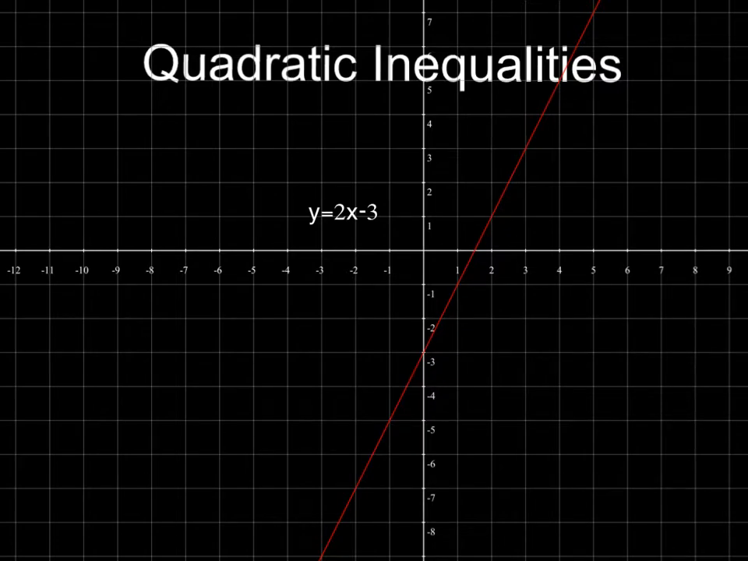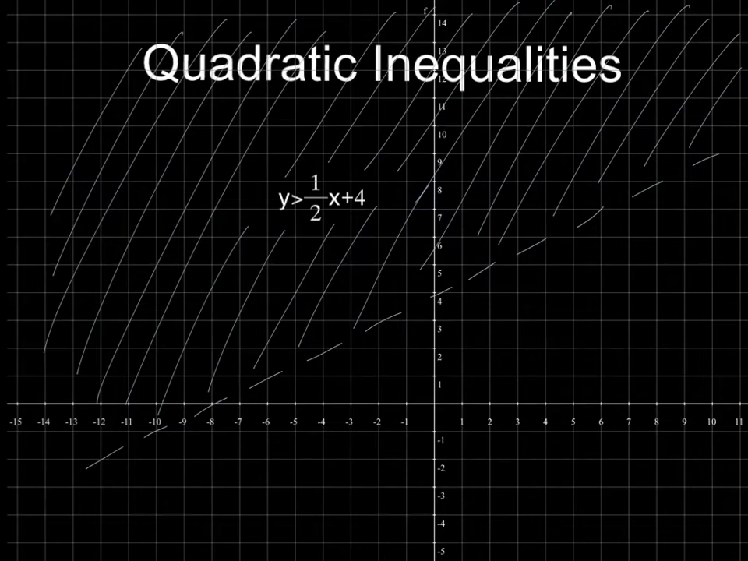So first of all, this is a linear equation, y equals 2x plus 3. It's in slope-intercept form. It starts at negative 3, the y-intercept, it has a slope of 2, so it goes up 2 over 1. Connect the dots. Okay, this is a graph of a linear equation.